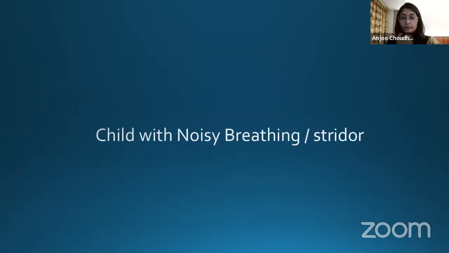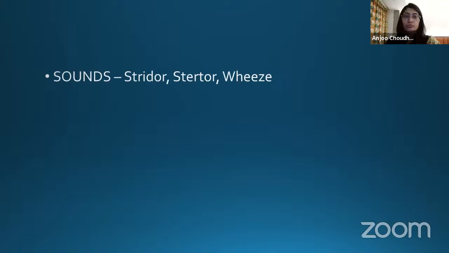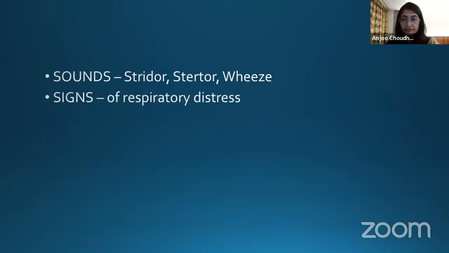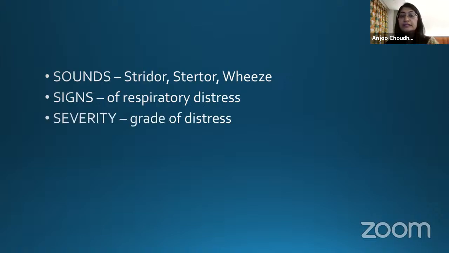Now we move lower down from the throat to the larynx, where the child would present with noisy breathing and stridor. To understand any child who presents to us, we need to first hear the sound of obstruction, which can be either a stridor, stertor, or wheeze. Then we have to look for signs of respiratory distress in this child because we need to know how rapidly we have to act. We have to see the grade of distress, whether this child is stable enough to be seen and managed in the OPD, or needs immediate referral to an ENT or airway person, or immediate ICU or PICU admission. So we need to see all these three S's and finally give the fourth S, the solution.